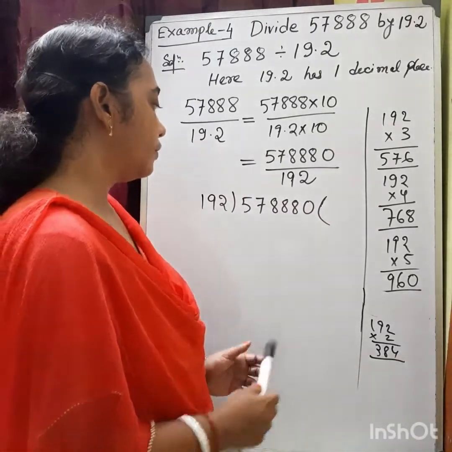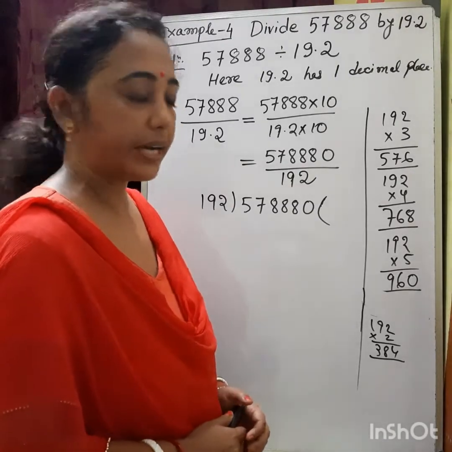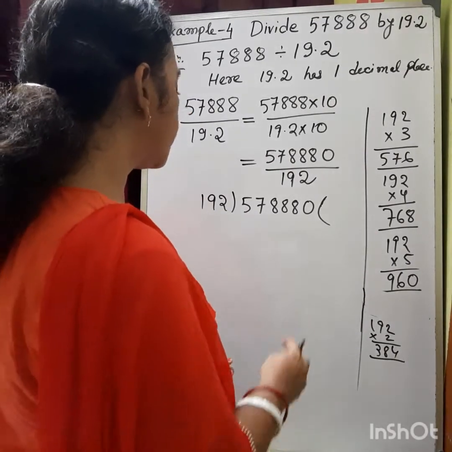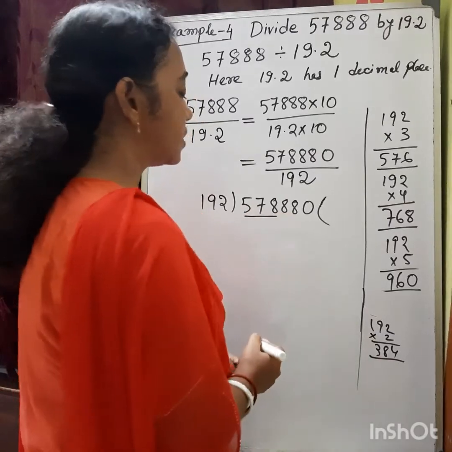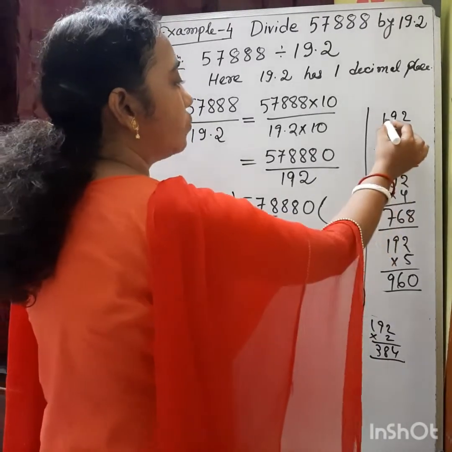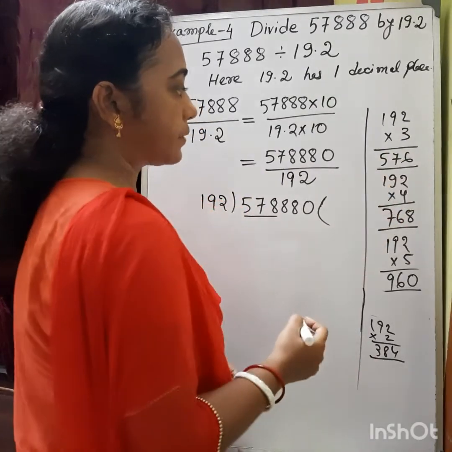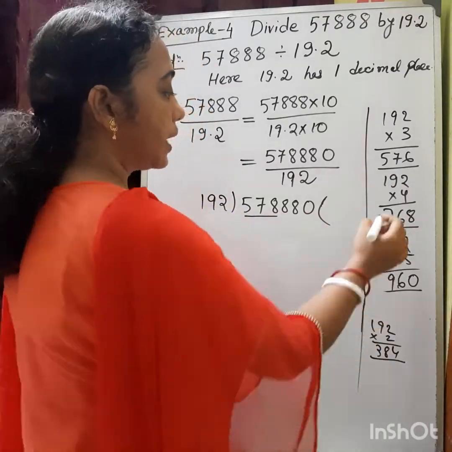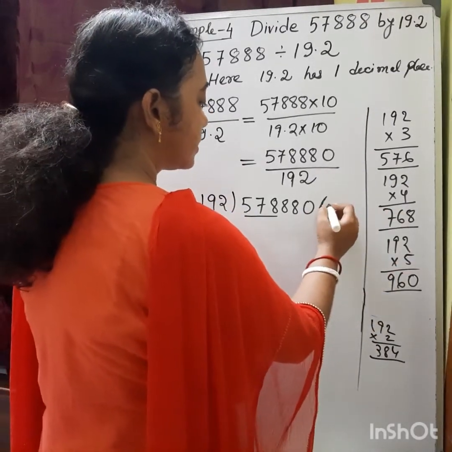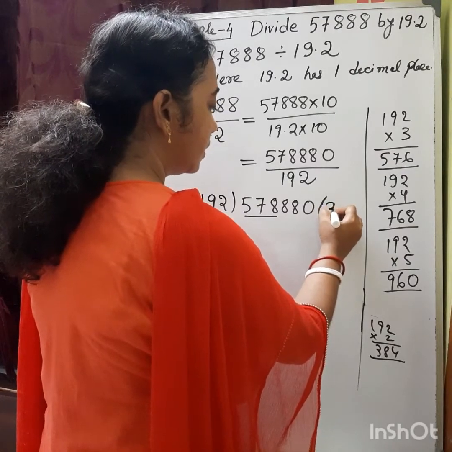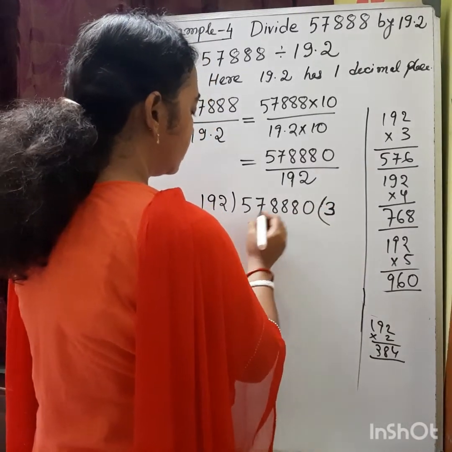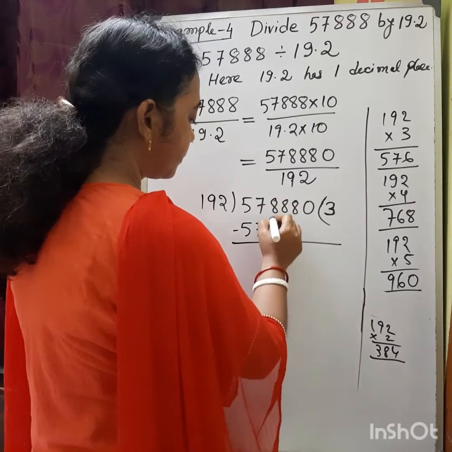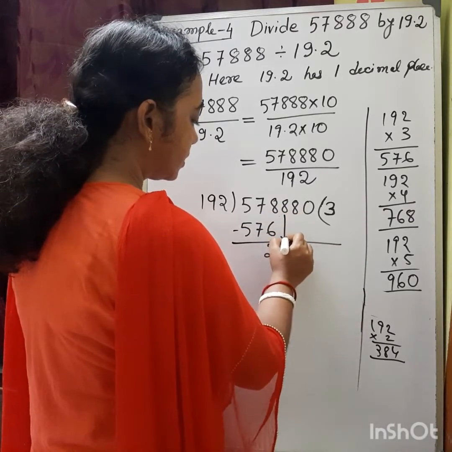So now let us divide 5,78,880 by 192. Here the divisor has 3 digits, so let us consider the first 3 digits in the dividend, that is 578. If we multiply 192 by 3, we get the product as 576. If we multiply 192 by 4, we get the product as 768. So we consider 3 in place of the quotient. Now we put the product 576 below 578. Now we subtract them, we get the difference as 2. Now we bring down the next digit, that is 8.